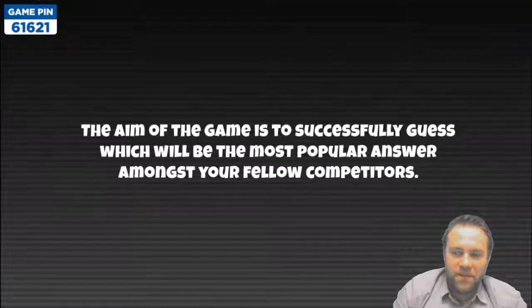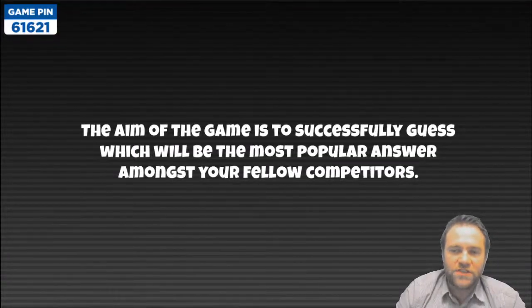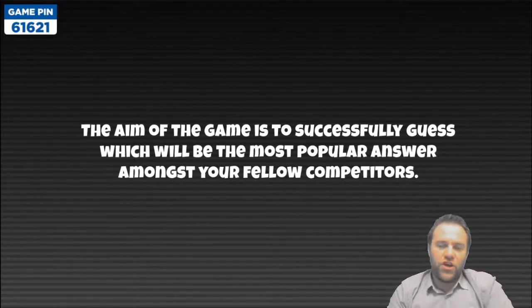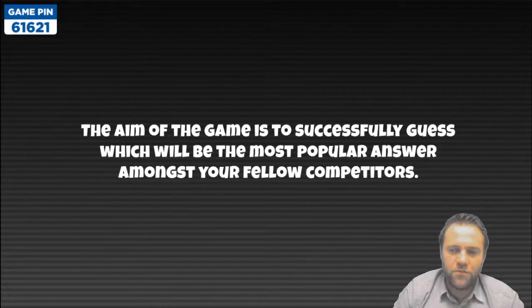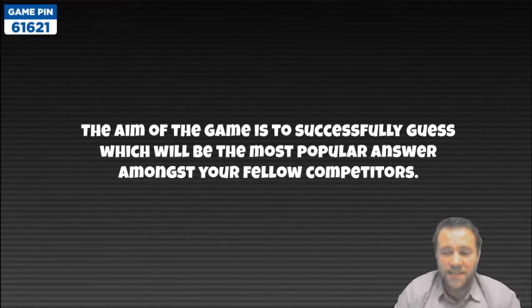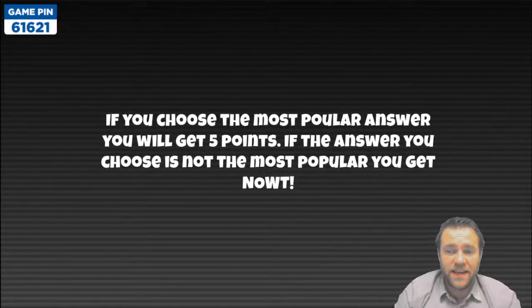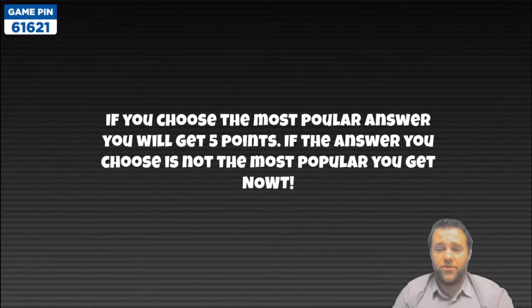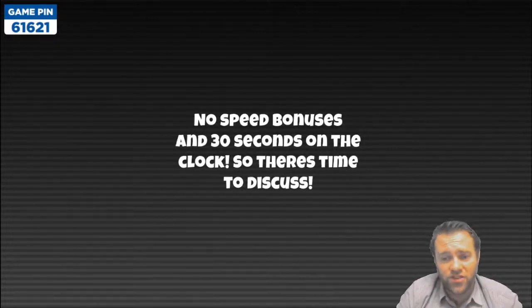The object of Family Fortunes is to successfully guess which will be the most popular answer amongst your fellow competitors. So you get a question and answers to choose from, and you've got to pick which you think everyone else is going to go with, basically. The most popular answer gets the point. If you choose the most popular answer, you get 5 points. If the answer you choose is not the most popular, you get nowt. Okay? Simple as. That's it. Now, there are no speed bonuses on this round, and there's 30 seconds on the clock.